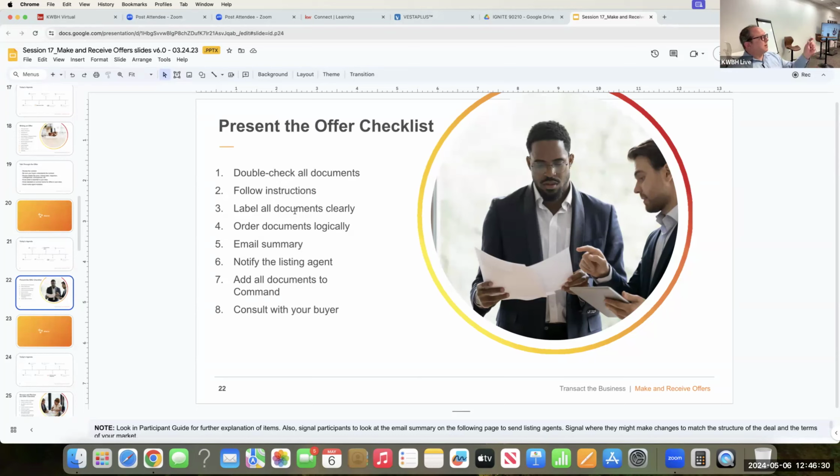My purchase agreement is going to say offer or residential purchase agreement. My proof of funds is going to say proof of funds. My pre-approval letter, it's going to say pre-approval letter as the file name. Okay. Order documents logically. Email summary. Yes, in your email, you can say, hello, listing agent, I'm pleased to present the following offer. Purchase price, close of escrow date. All right, this long for appraisal, this long for loan approval, this long for inspection.